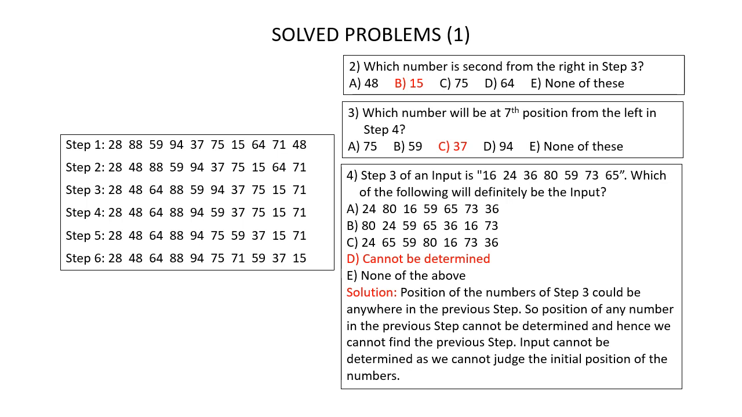Now here you are given step 3 of the input which consists of only numbers. Now the position of the numbers of step 3 could be anywhere in the previous steps. So the position of any number in the previous step cannot be determined and hence we cannot find the previous step. Now since we cannot find the previous steps, the input also cannot be determined, because we cannot judge the initial position of the numbers. So the correct answer here is option D, cannot be determined.